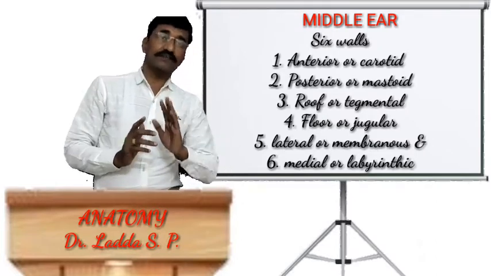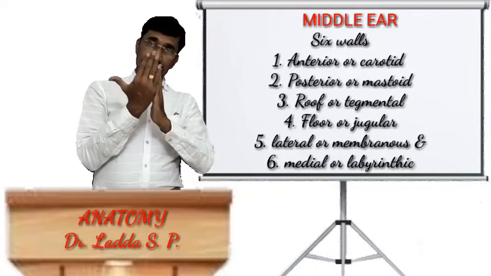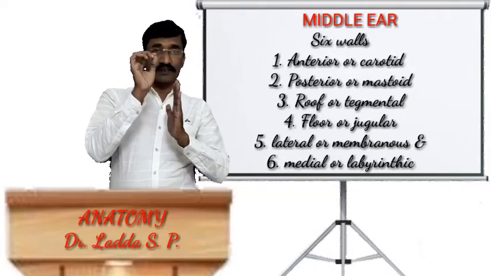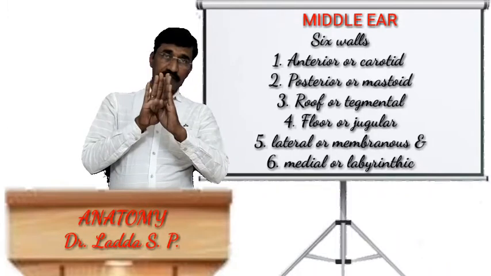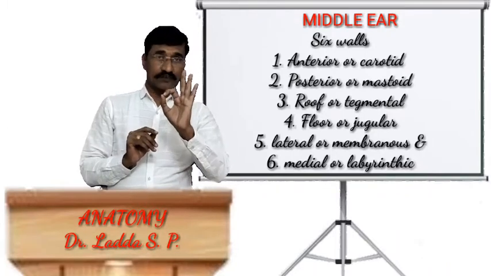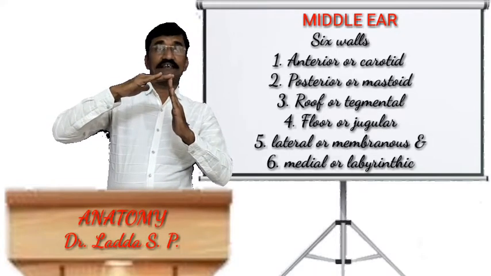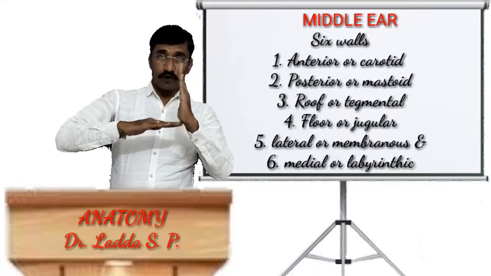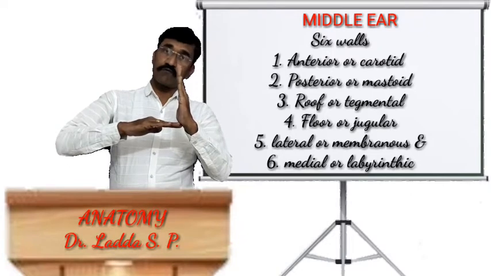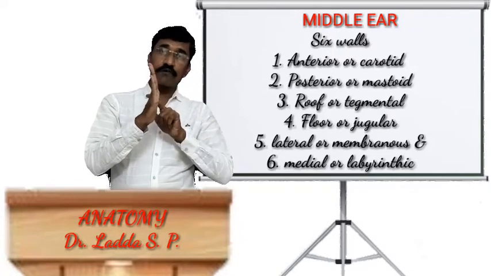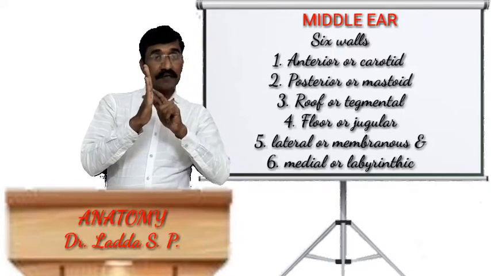So these are the six walls of the middle ear. One is the anterior wall, also called the carotid wall. One is the posterior wall, also called the mastoid wall. One is the roof, also called the tegmental wall. One is the floor, also called the jugular wall. One is the lateral wall, also called the membranous wall.